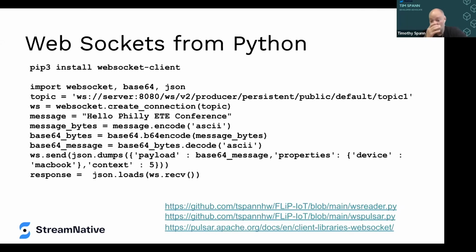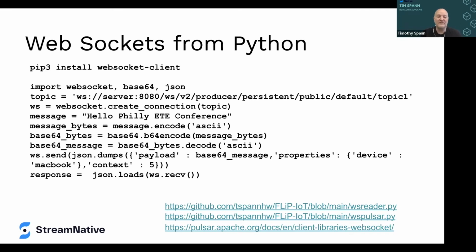WebSockets, a little extra work there because we have to encode the message as part of this payload, but I can do this from JSON in a JavaScript app very easily as well. But this shows you how to do it from Python, pretty straightforward. I point to the Pulsar server as if it's a WebSocket server, and you can see that format there, pretty easy. Tells me I want to produce messages. Again, that persistent. Public is my tenant. Default is my namespace. Topic is my topic.